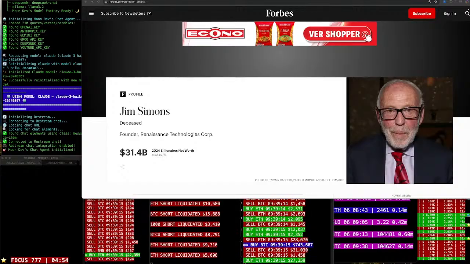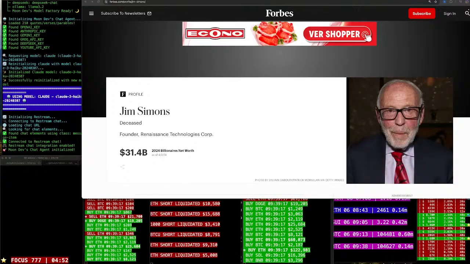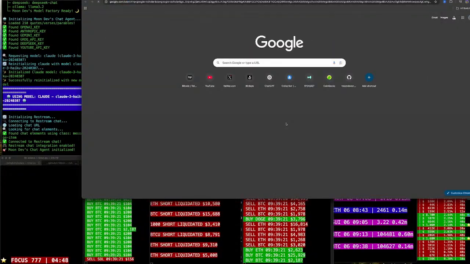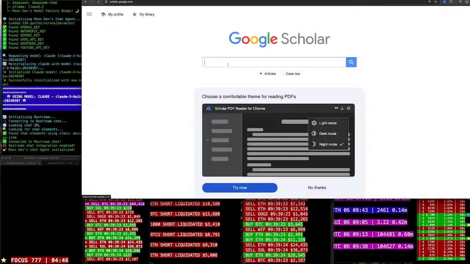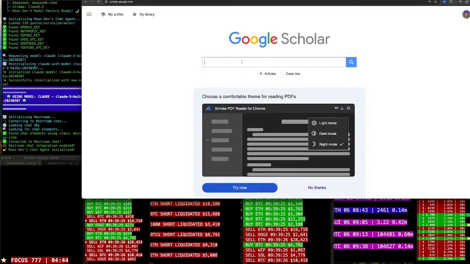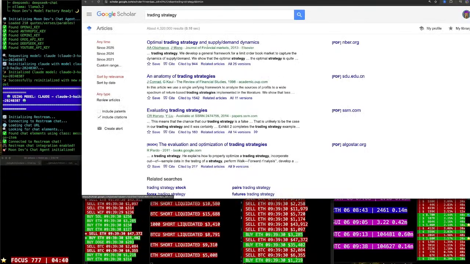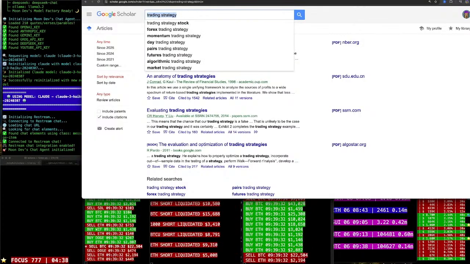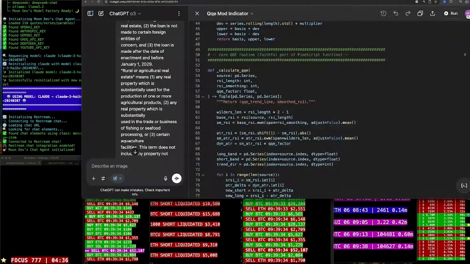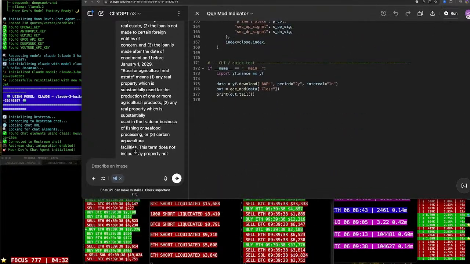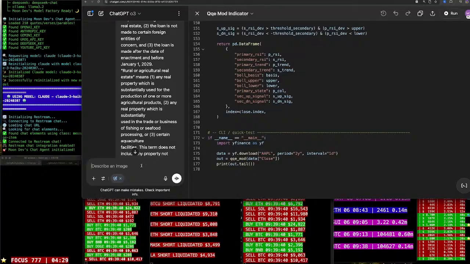But I want to give you a place where you can actually do your research. So let's go to Google Scholar. And for those that don't like to read, well, guess what? We have AI now. So let's say trading strategy, you can start there. Or you could say, hey, AI, give me some keywords here. So you can see you can turn any indicator on TradingView into Python code.